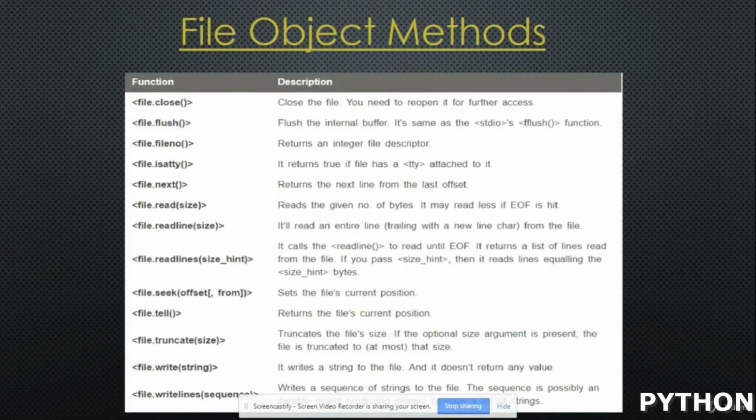In this part I will tell you how to use next and isatty. isatty returns a boolean value: it will show true if the file is connected to a TTY-like device and false if it is not. And next returns the next line from the last offset, which means it is used when a file is used as an iterator. The method is called repeatedly. This method returns the next input line or raises StopIteration at EOF when the file is open for reading. Behavior is undefined when open for writing.